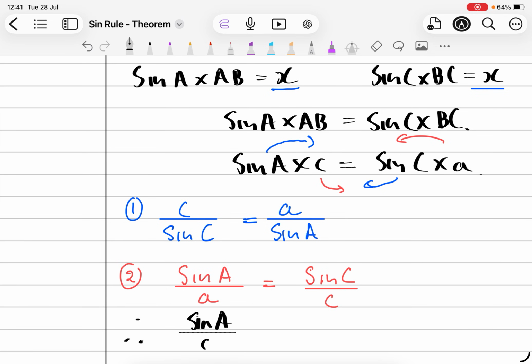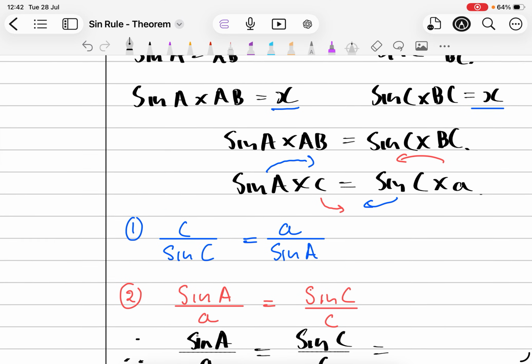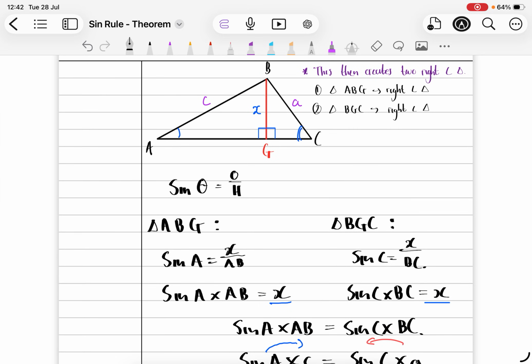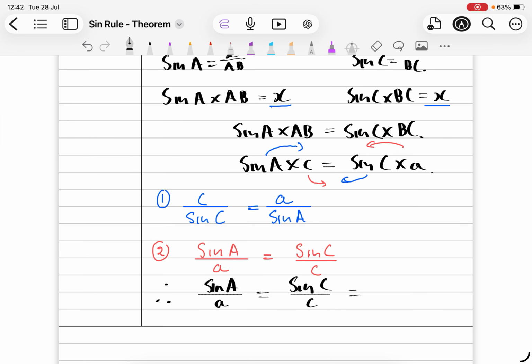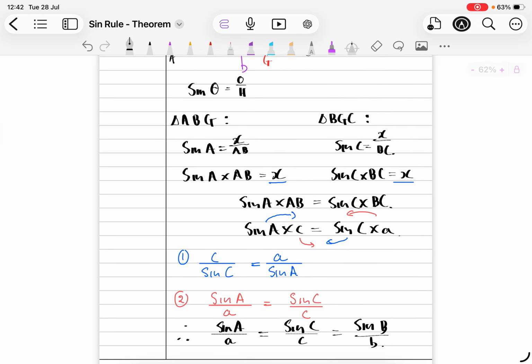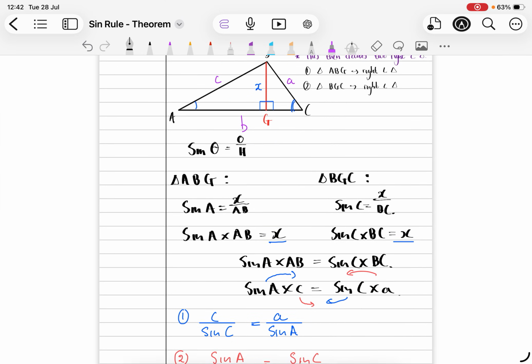And finally, that tells us that if I've got sine A over a is equal to sine C over c, then by default the last side, what's the last side? The last side is B, so let's just name it as B there. The whole side AC is b, which will give us sine B over small b. And then I've made my proof, or I have got all the points that I need, or all the remarks I want to make.